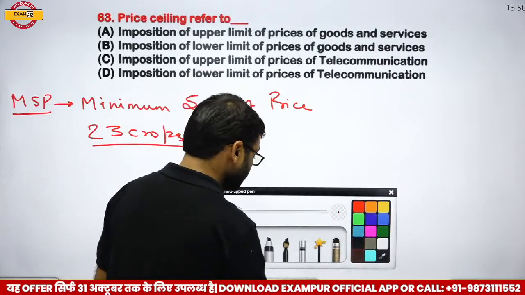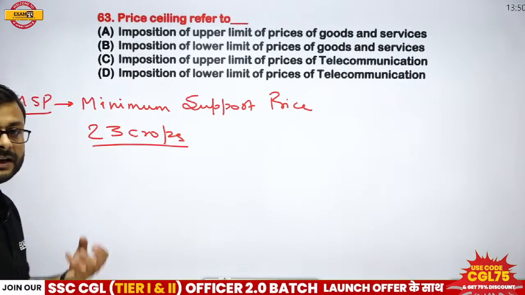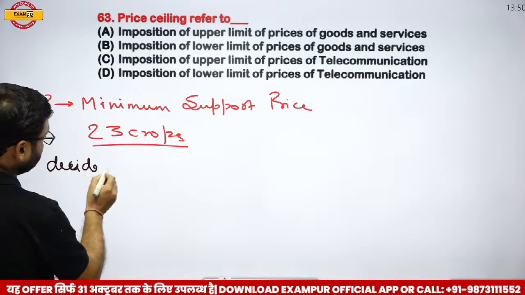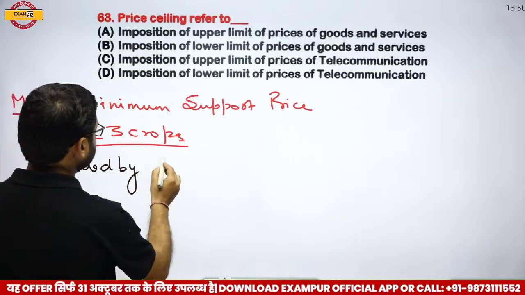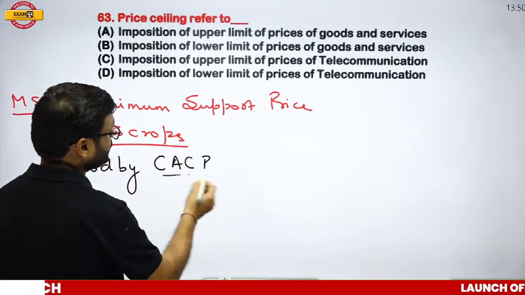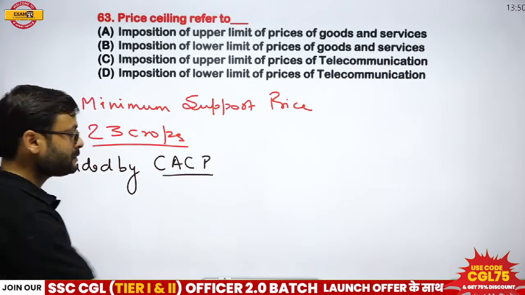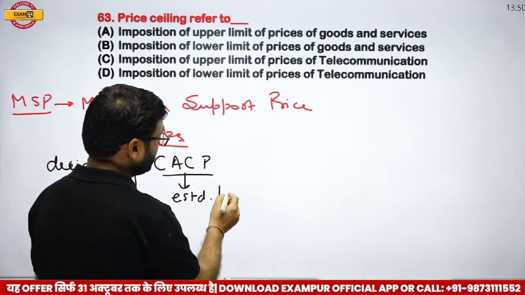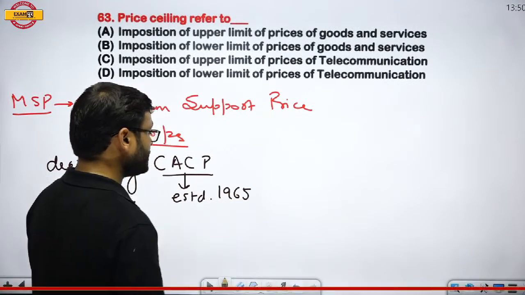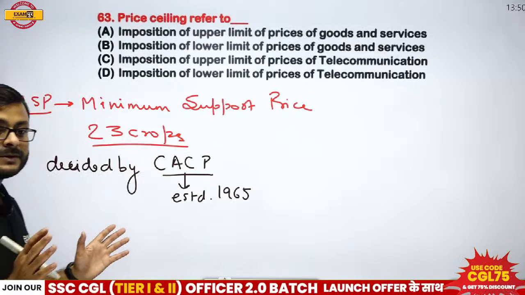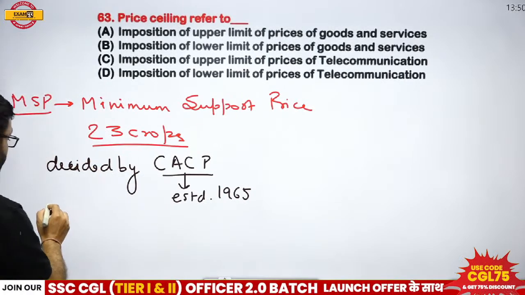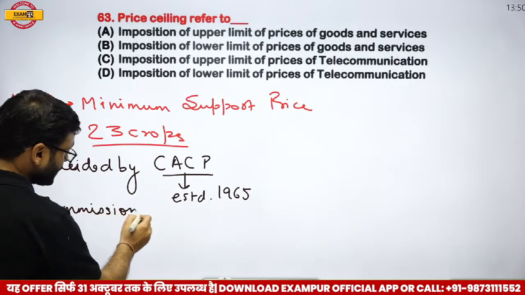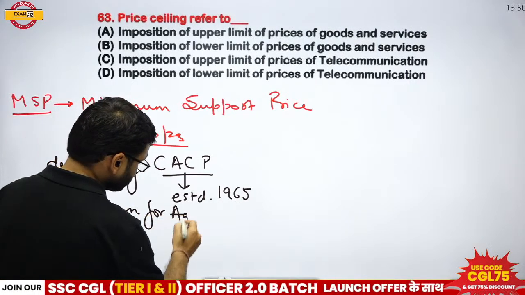And who decides the MSP? You should remember that it is decided by CACP, and it was established in 1965. And what is the full form of CACP? CACP here stands for Commission for Agriculture.